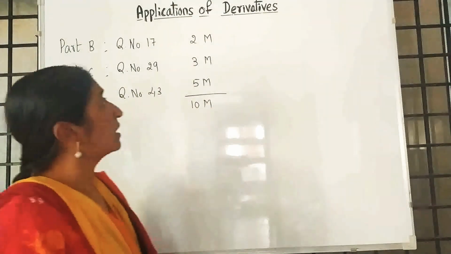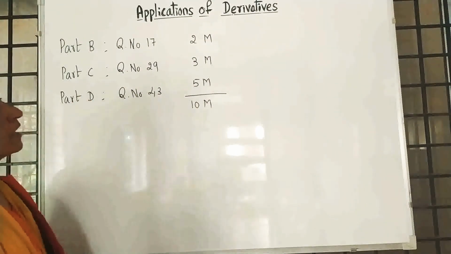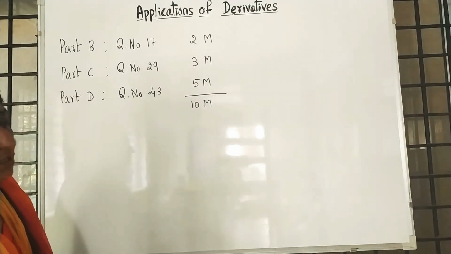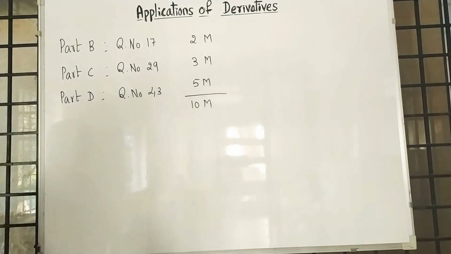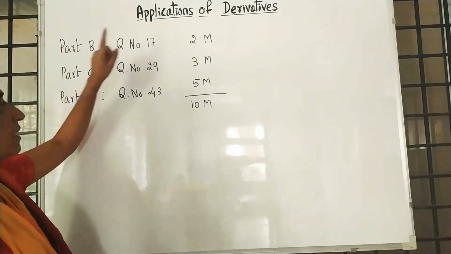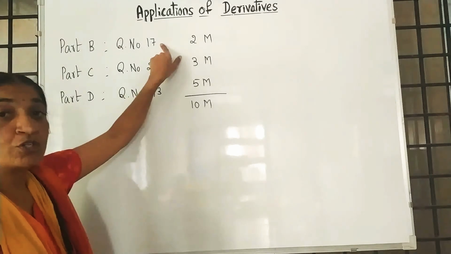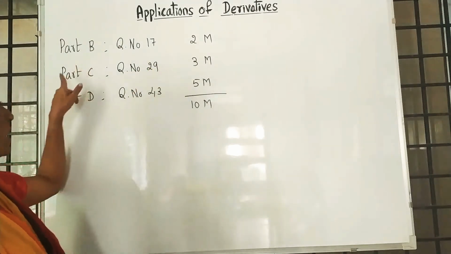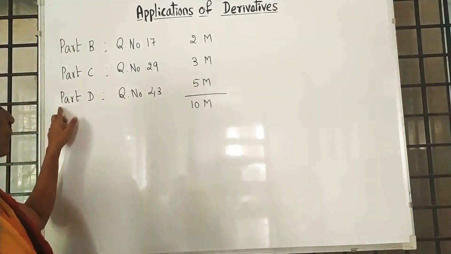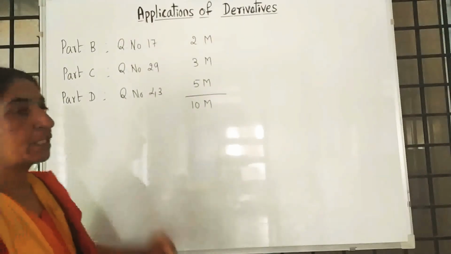So in today's class, I will give the weightage and expected questions from the chapter Applications of Derivatives. Here the weightage is 10 marks and the marks are distributed like this. For part B, it comes at question number 17 for 2 marks, and at part C question number 29 for 3 marks, and for part D question number 43 for 5 marks.